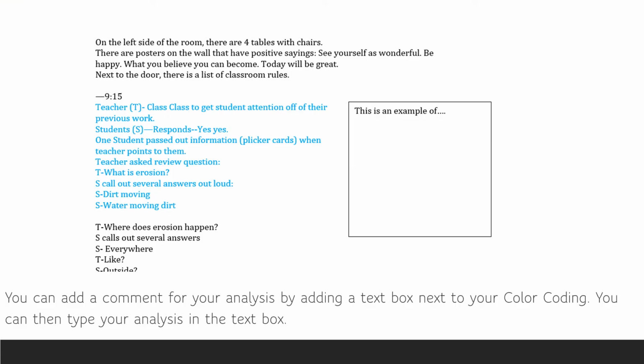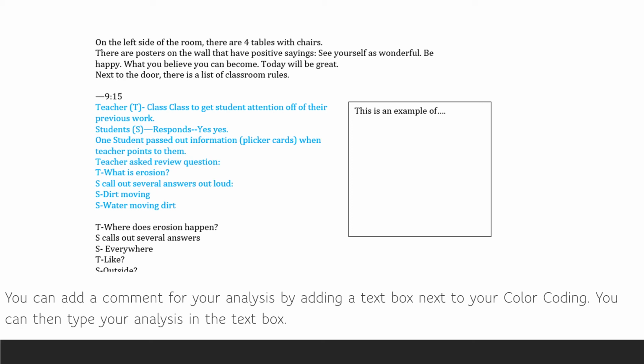As we begin moving into the modules and we begin learning about the 5 critical components, you are going to start applying some of these key components. So you can add a comment for your analysis by adding a text box next to your color coding, and you can then type your analysis in the text box. So let me explain to you what that means.